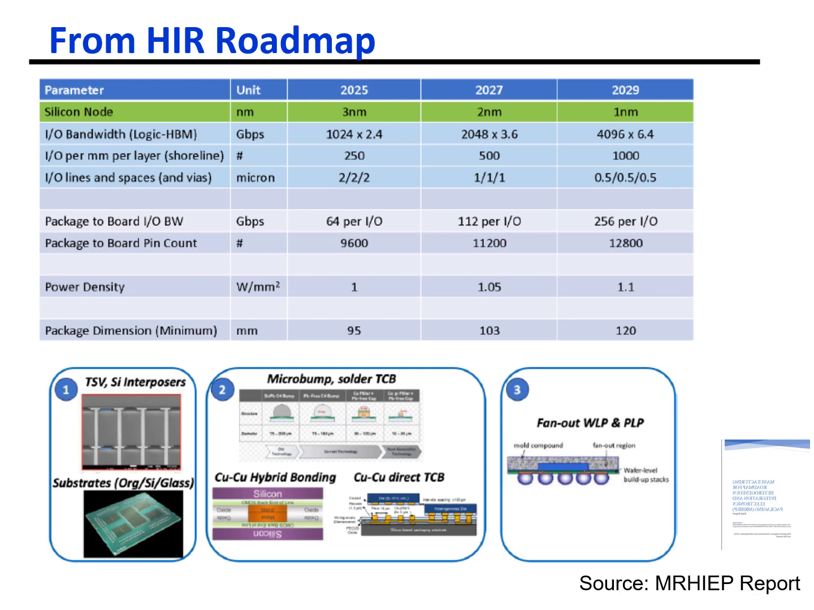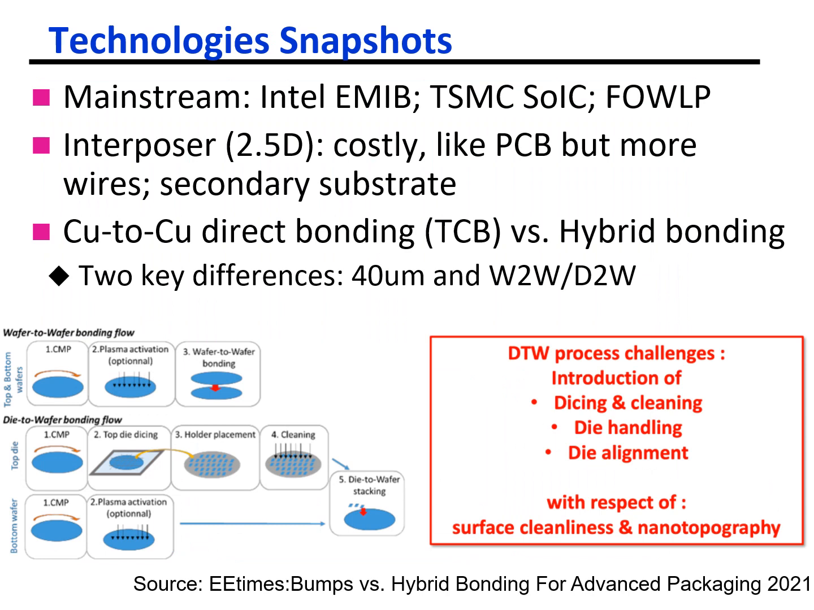different kinds of substrates, micro bump and hybrid bonding, and also the fan-out wafer level package and panel level package. So here are some snapshots, okay, that include, we just mentioned, the hybrid bonding solution in the mainstream, including the Intel EMIB and the TSMC SOIC, and also the fan-out wafer level package. So the interposer is basically costly. It's like a PCB, but has more wires, and we can see that as a secondary substrate.